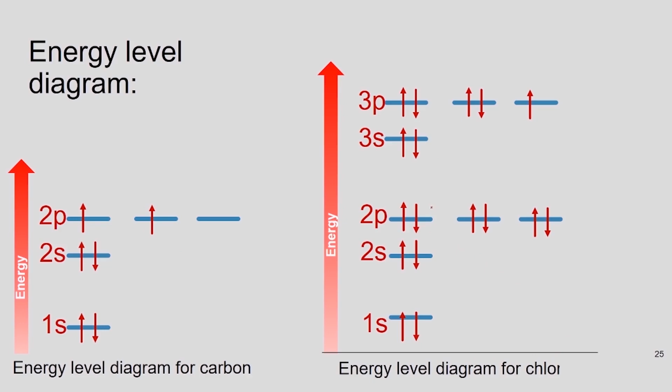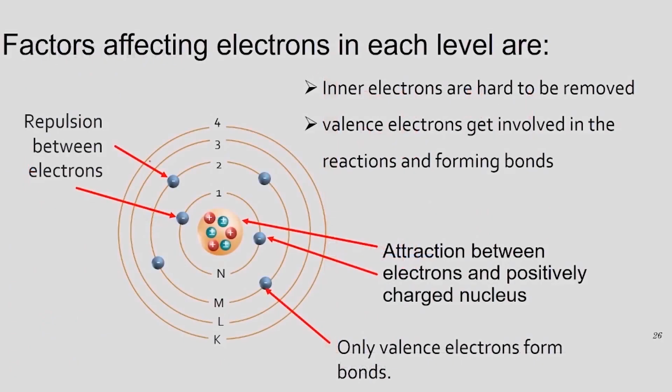Let's learn more about the energy of electrons and the factors that affect electrons in each level. The net charge of the nucleus is positive, which makes it hold tightly to the nearest negatively charged electrons. The attraction of the opposite charges, nucleus and electrons, is the most in the energy levels nearest to the nucleus. Going further from the nucleus, the electrons in each level are affected by the repulsion between electrons.